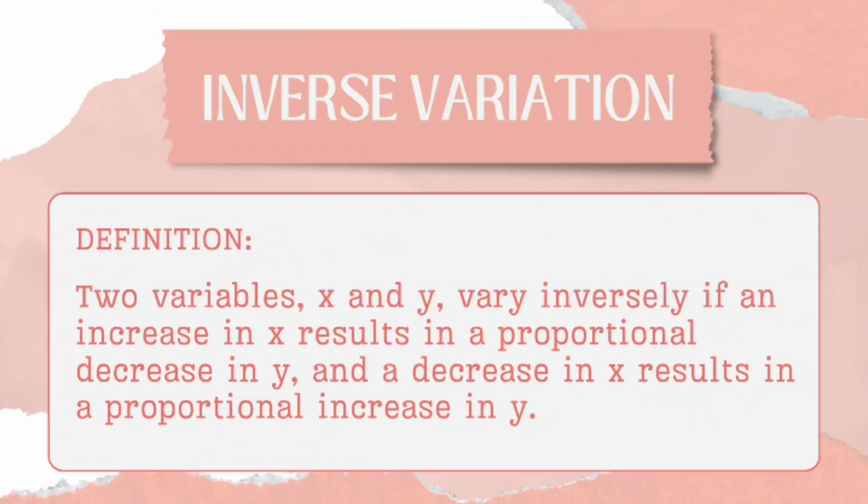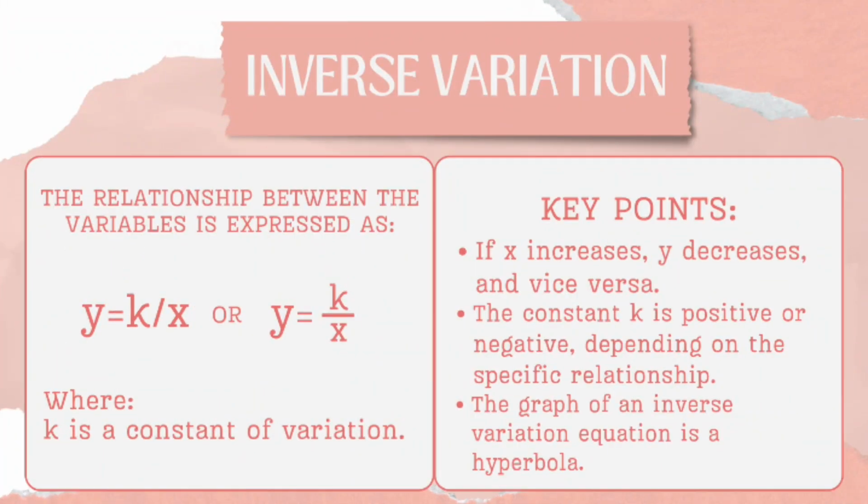Inverse variation. Two variables x and y vary inversely if an increase in x results in a proportional decrease in y, and a decrease in x results in a proportional increase in y. Inverse variation. The relationship between the variables is expressed as y equals k over x, where k is a constant of variation.